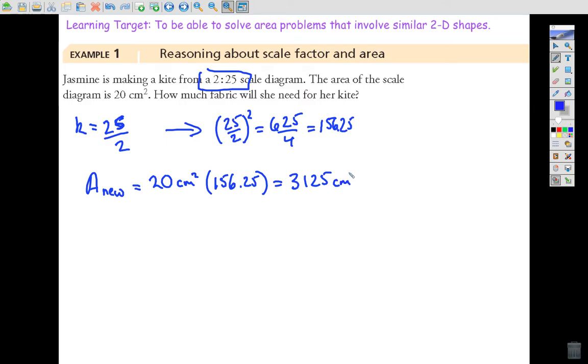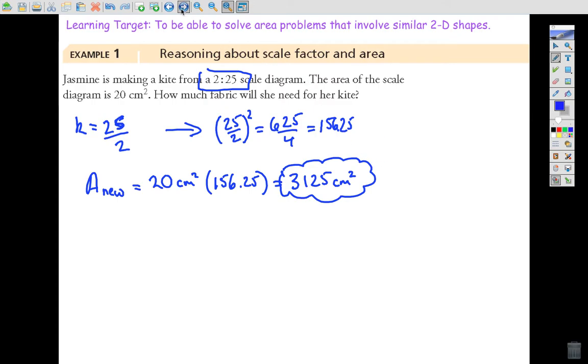3,125 centimeters squared. One thing I would really advise is that you don't just move the decimal place 2 places over and say that this is 31.25 meters squared. It's not quite that simple when you're dealing with square units. If the question doesn't specify, you can leave it as is, or you can come see me for some extra help and we can look at how you convert between those units. Okay, so that would be example 1, which is reasoning about scale factors and area.